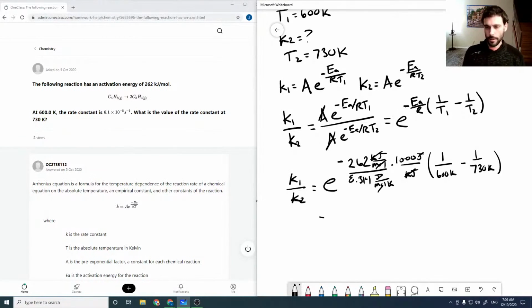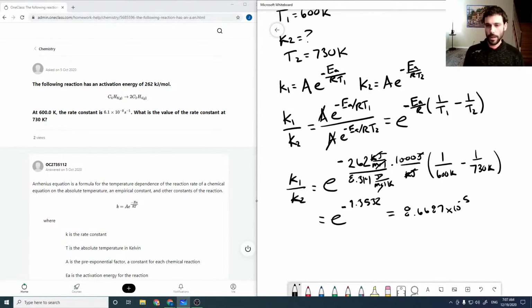Running this all through our calculator, we get e to the minus 9.3532, which is 8.6687 times 10 to the minus 5.